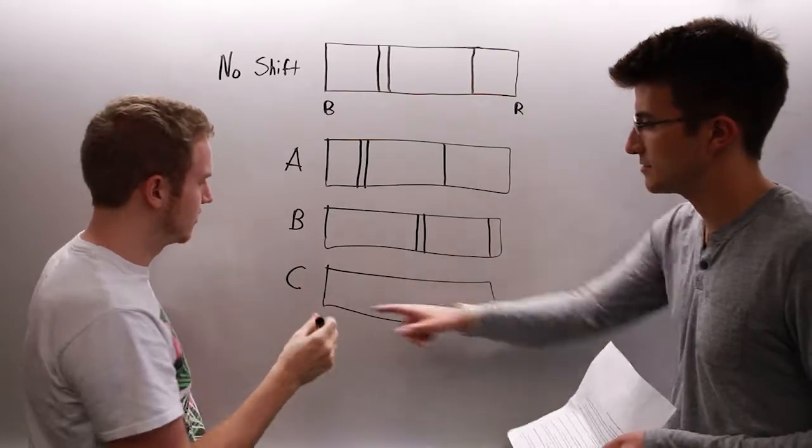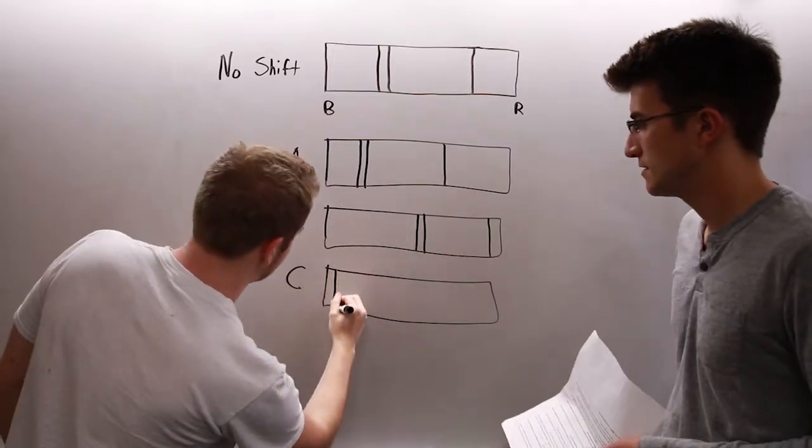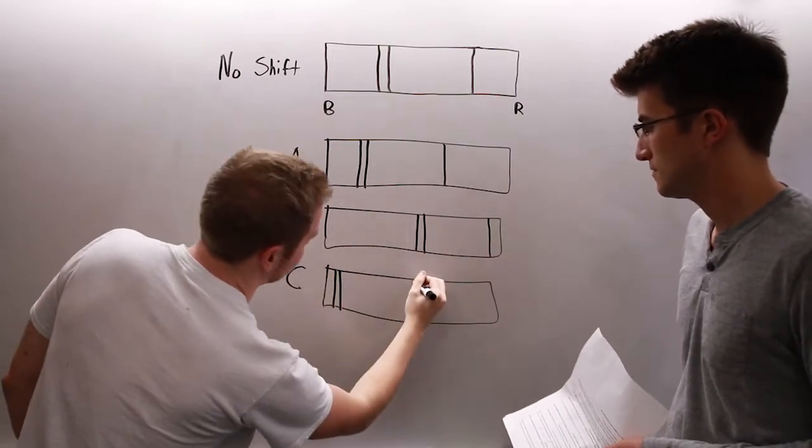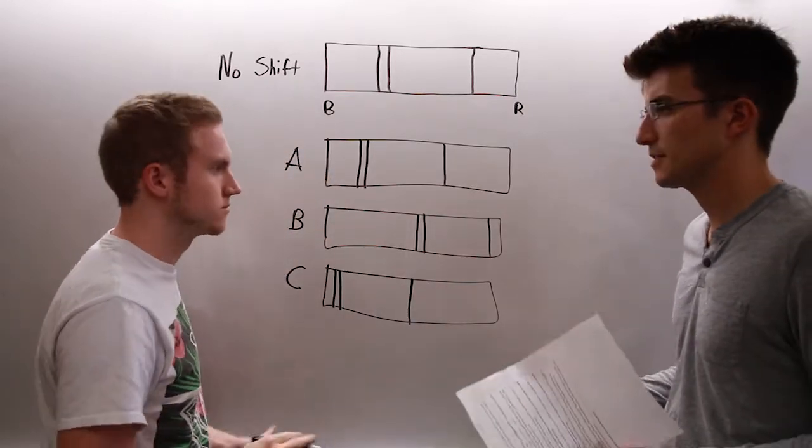Okay, so then the lines would be even closer to the blue end than A. Yeah, I think that sounds right. So then we'll draw those right about there. Is that good? Yeah, I'll just get an instructor to come check this.